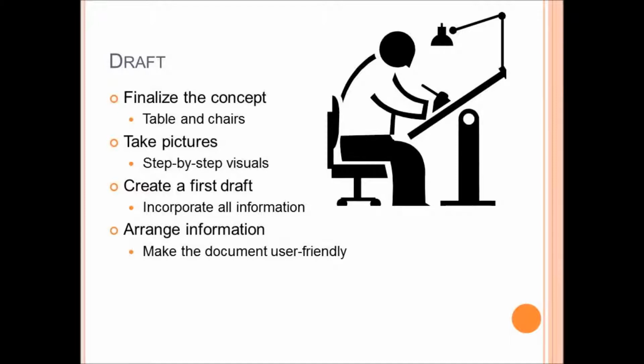In completing my drafts, I made sure that the table and chairs would be the final concept. As I created the project, I took pictures for each step of the construction. In creating a first draft, I placed my photos into a document and included text to describe the process. The text and pictures were arranged so that the audience could easily comprehend them.